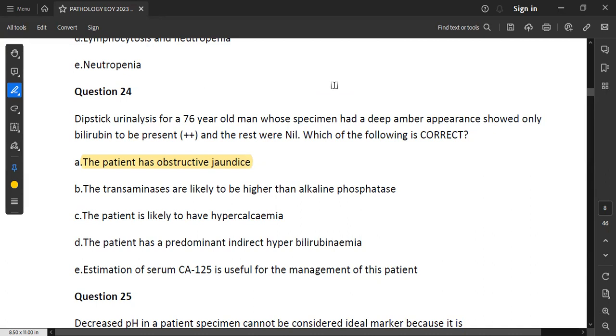Let's go through the other types. Oh, that's wasting time. Should I just go through the answers, or should I go through the other types of jaundice?